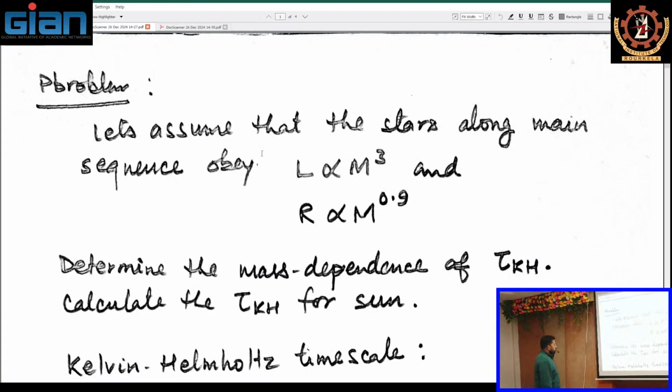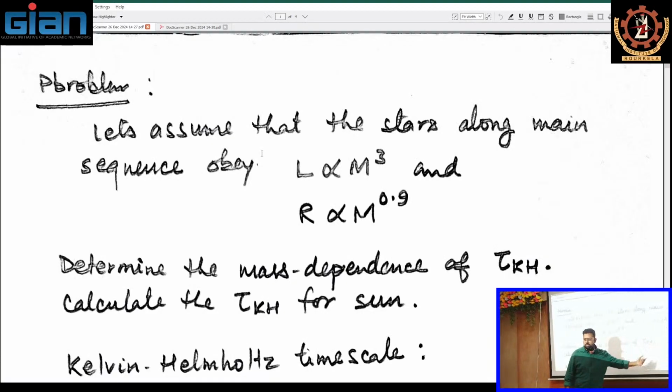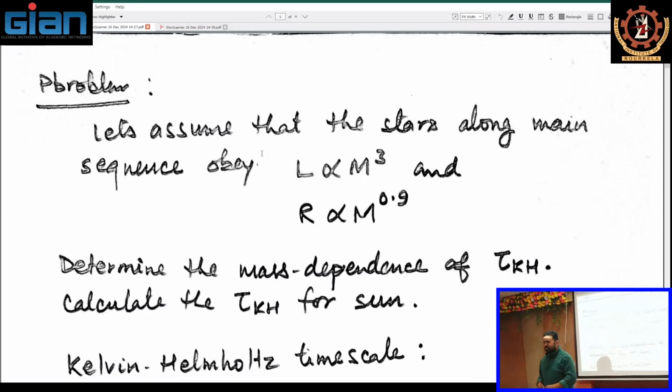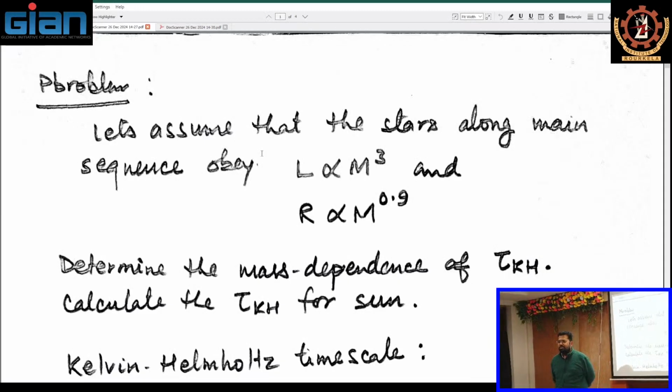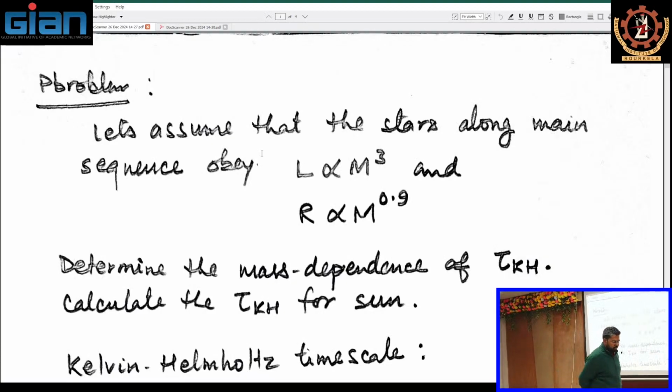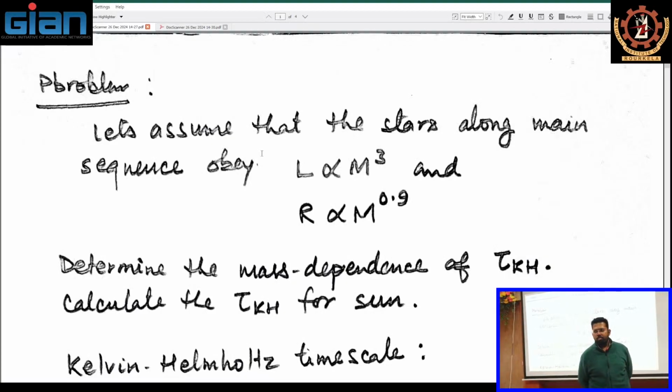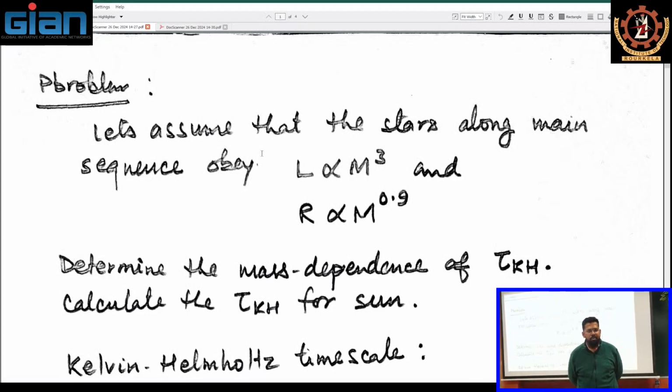Now the question mentioned here is: you have to determine the mass dependence of the Kelvin-Helmholtz time scale. Do you remember what the Kelvin-Helmholtz time scale is? There were three kinds of time scales Professor Glassell already mentioned in one of the previous lectures. What were they? Dynamical time scale, nuclear time scale, and thermal time scale. Yes, very good. The thermal time scale is sometimes also referred to as the Kelvin-Helmholtz time scale.